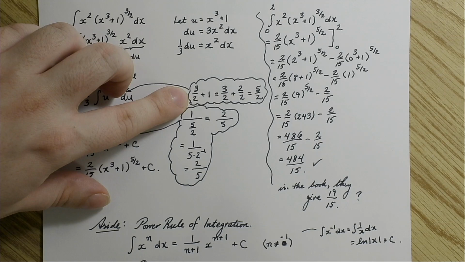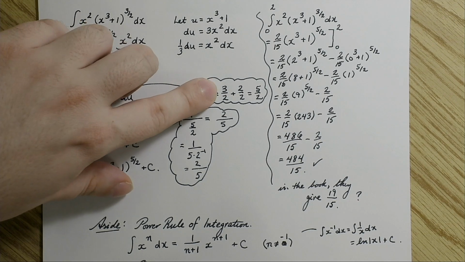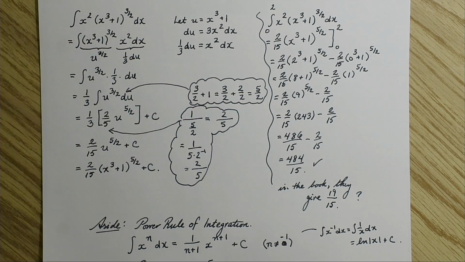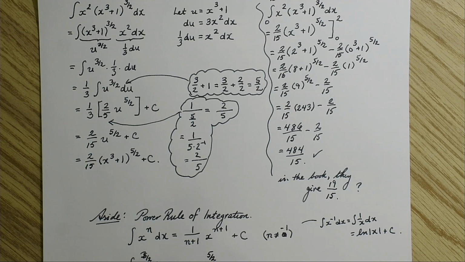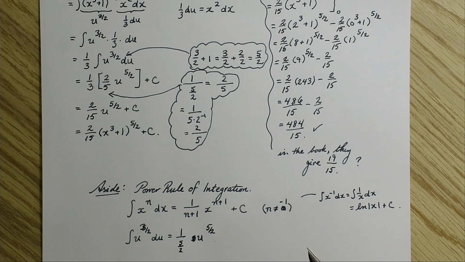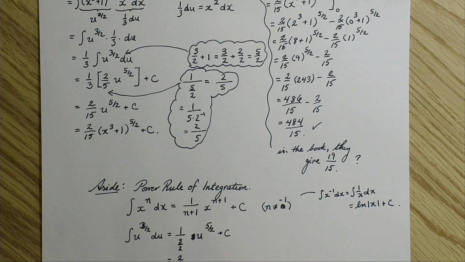I have 3 halves plus 1, which equals 3 halves plus 2 over 2 to give me 5 halves. Okay, so that is my n plus 1. And I also have to have it in the denominator in front as the fraction, so I also have 1 over 5 halves. And then that's where we can simplify that. So the 1 over 5 halves gives me 2 over 5 u to the 5 halves plus a constant.